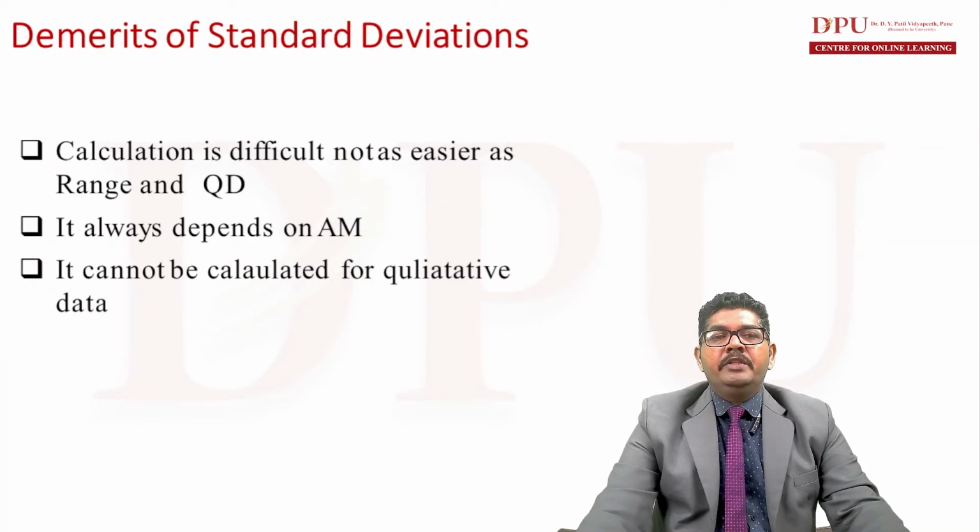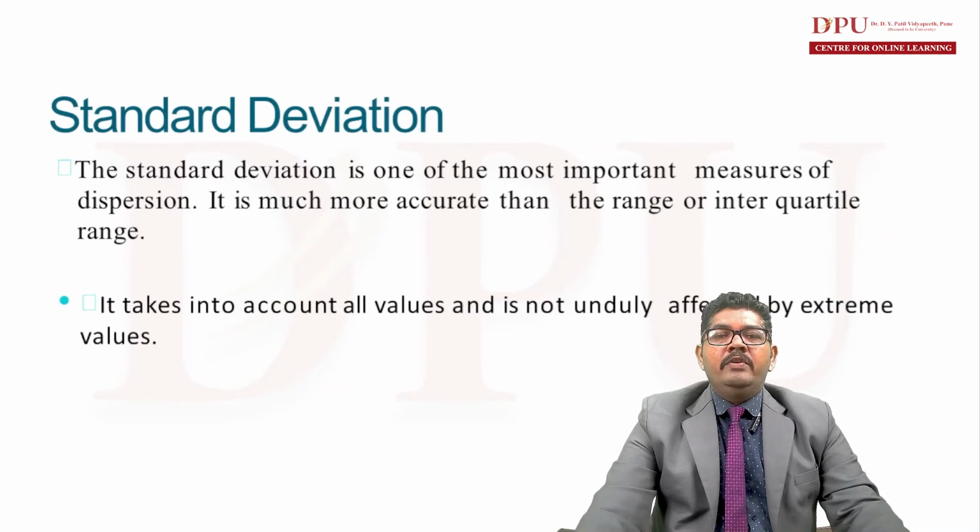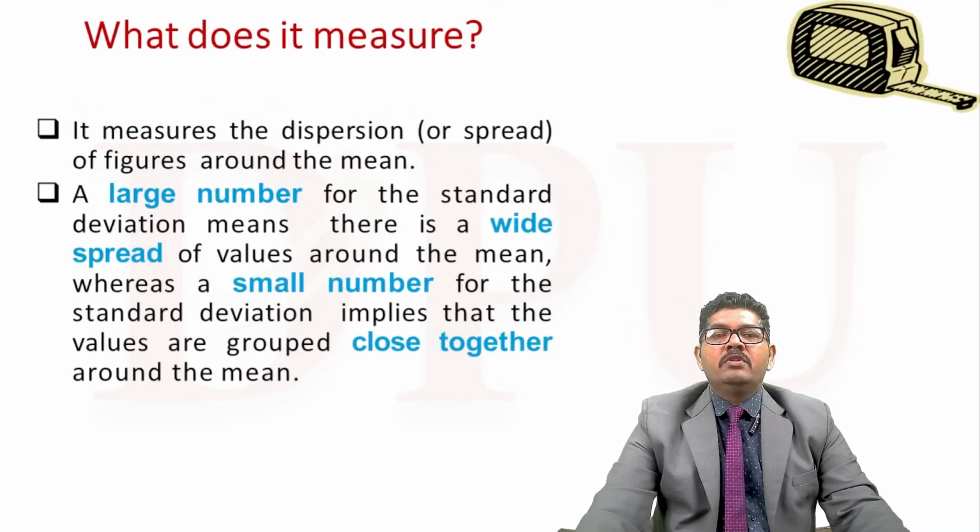Demerits of standard deviation. Calculation is difficult, not as easy as range and quartile deviation. It always depends upon the arithmetic mean. It cannot be calculated for qualitative data. Standard deviation is one of the most important measures of dispersion. It is much more accurate than the interquartile range. It takes into account all the values and is not unduly affected by extreme values.